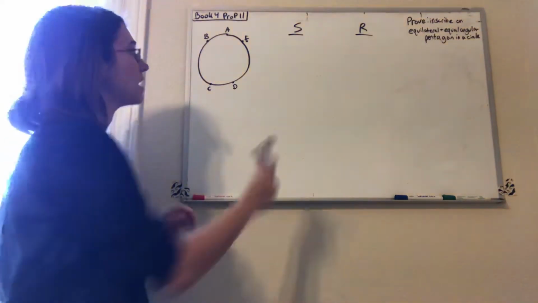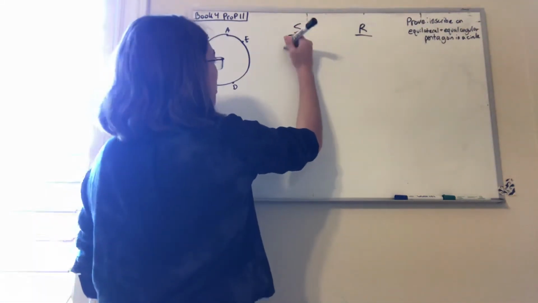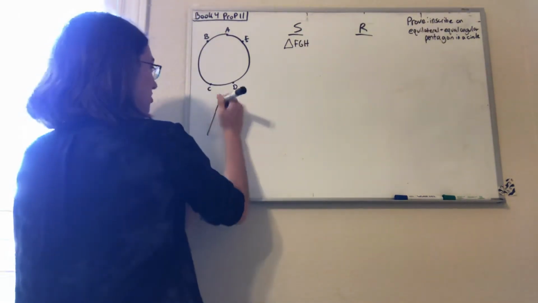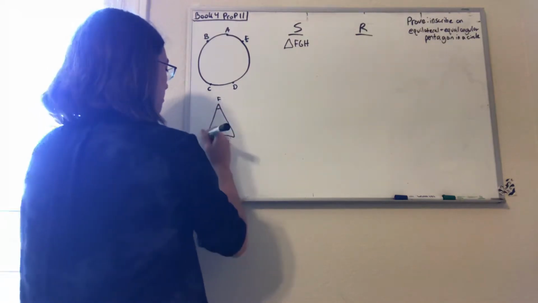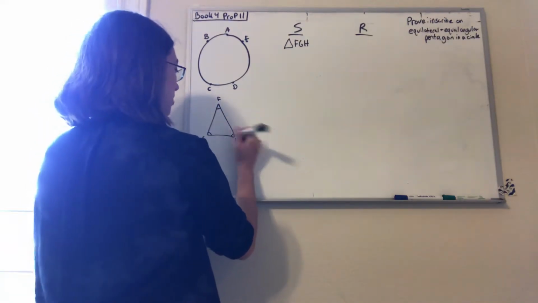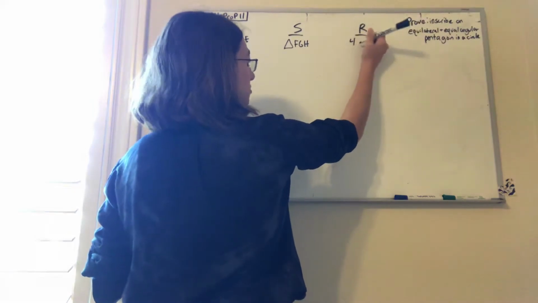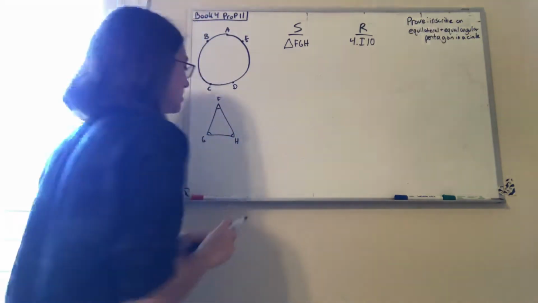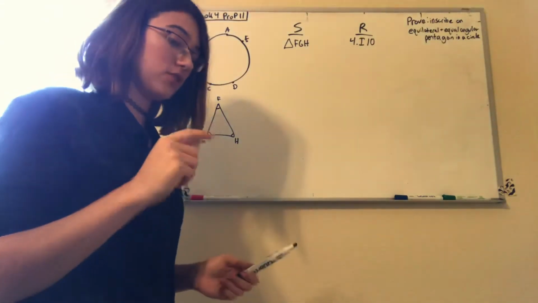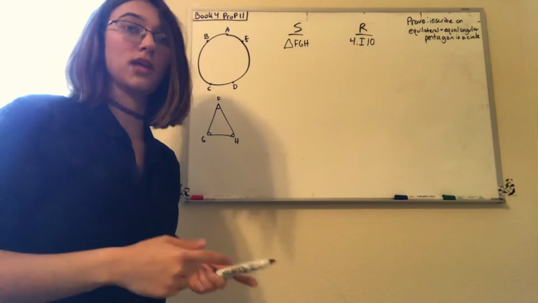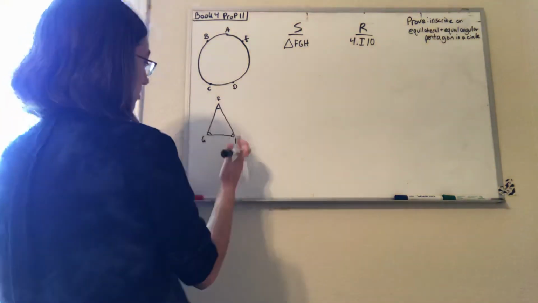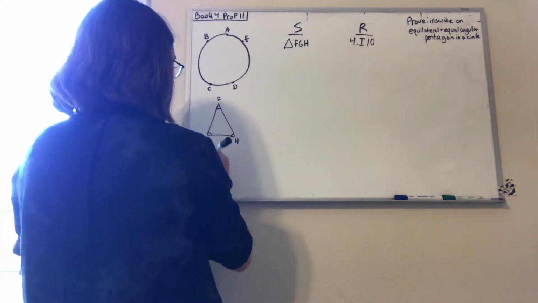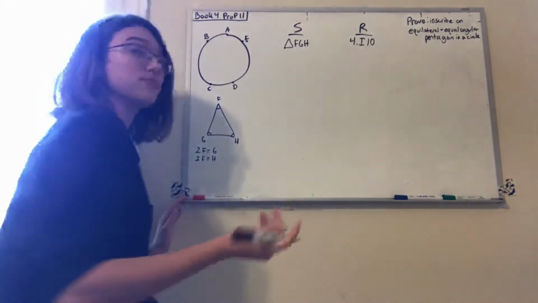Our first step is drawing the triangle F, G, H. We're just going to draw it down here, F, G, and H. We're going to be using Book 4, Proposition 10, which says that you can make a triangle where two of the angles equal double another angle. So in this case, for this triangle, angle G equals two times angle F, and angle H equals two times angle F.